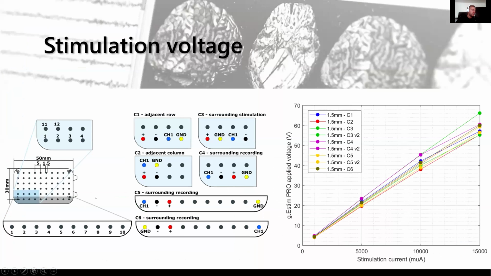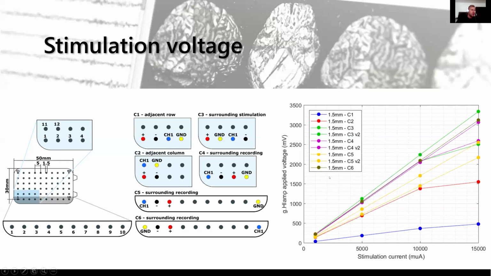Another aspect is, of course, what is the voltage not for the stimulator, but at the recording side. So when we, for example, record with the amplifier, the g.HIamp, then we need to be sure that we can actually measure the responses caused by the stimulation. And for that, we can test different configurations. So for example, here we have a stimulation electrode plus and minus, a recording electrode, and a ground. And for different scenarios, we can then measure the voltage at neighboring electrodes.